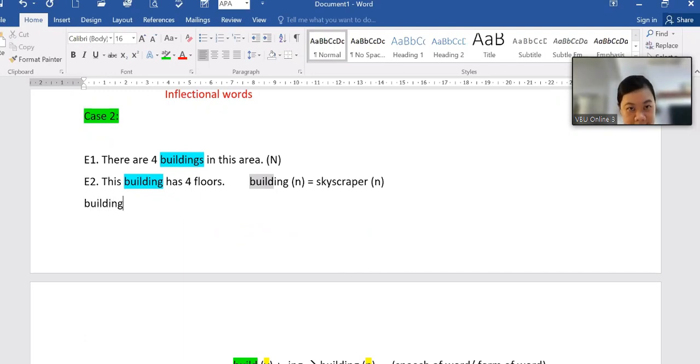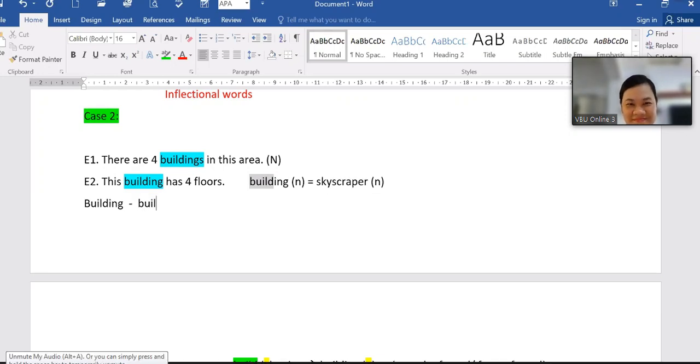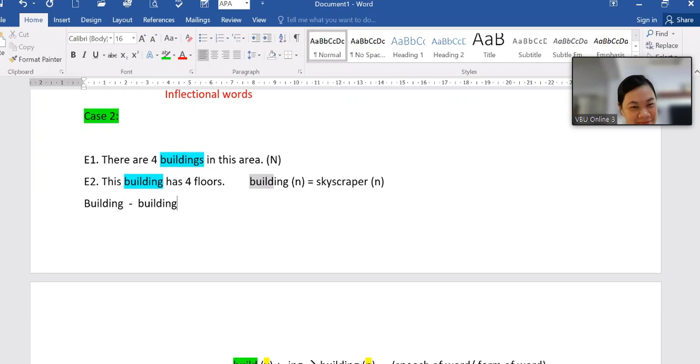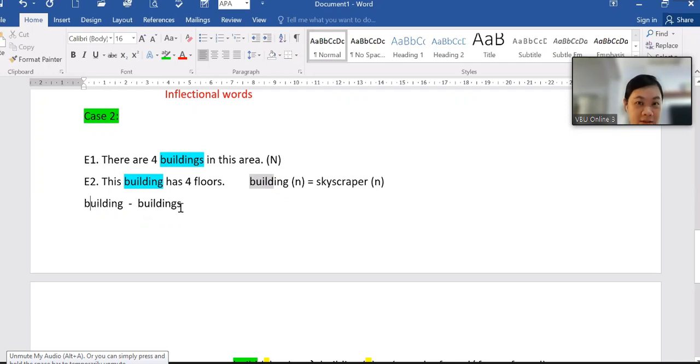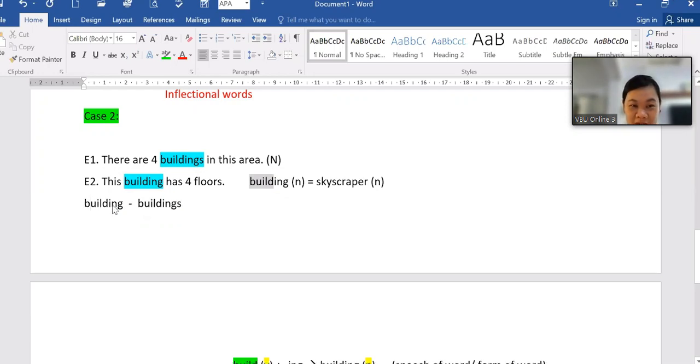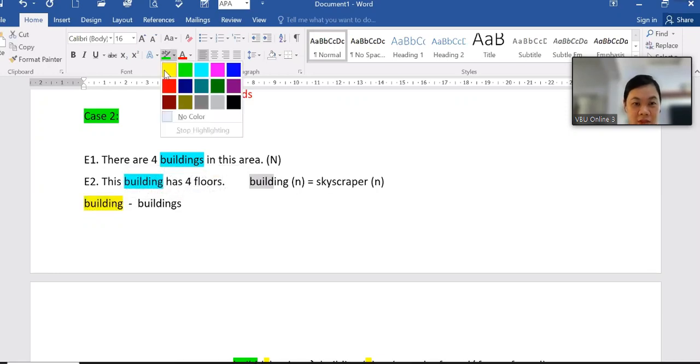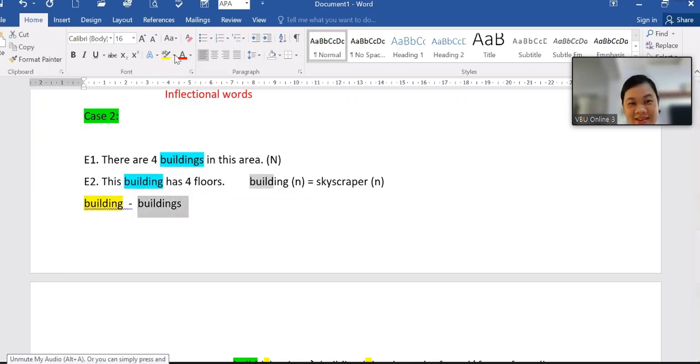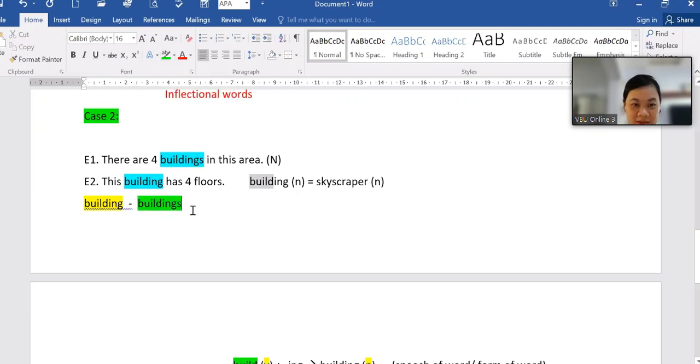One building, right? And E1, so how many buildings? Four buildings. Right? How many muffins? Three muffins, all right? So how many muffins? Two muffins here, about the color green. Let's see, three muffins. All right.